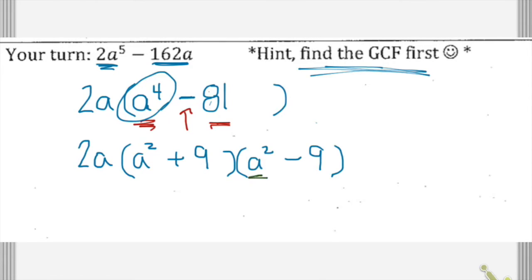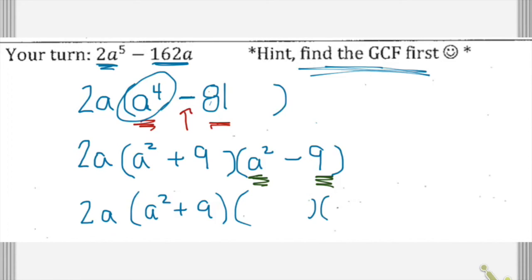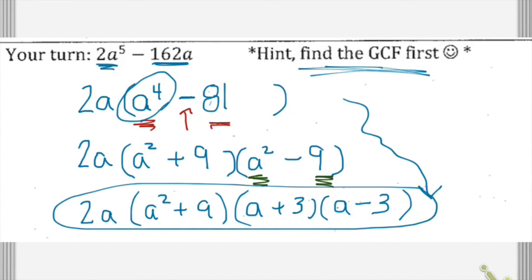And looking carefully, we see we have a difference of perfect squares again. So we bring down our factors, and then we're going to break that last one down a little further. So the square root of a squared would be a. Remember, one term plus, one term minus. And the square root of 9 is 3. So sometimes we can go through several steps before we get down to where we've got it all factored out. So just watch for that.